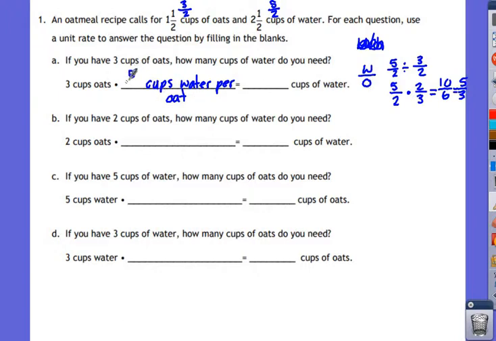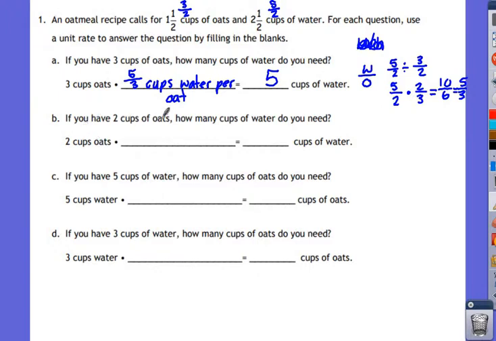So now I have cups of water per oats by doing this division problem of water per oats. So if I multiply by 5/3 cups of water per oats, I should know how much water I need. Well, I taught y'all the trick of how to multiply whole numbers times fractions. You do the whole number times the top, so 3 times 5 would be 15. 15 divided by 3 gives you 5, so there would be 5 cups of water. Okay, that was A.